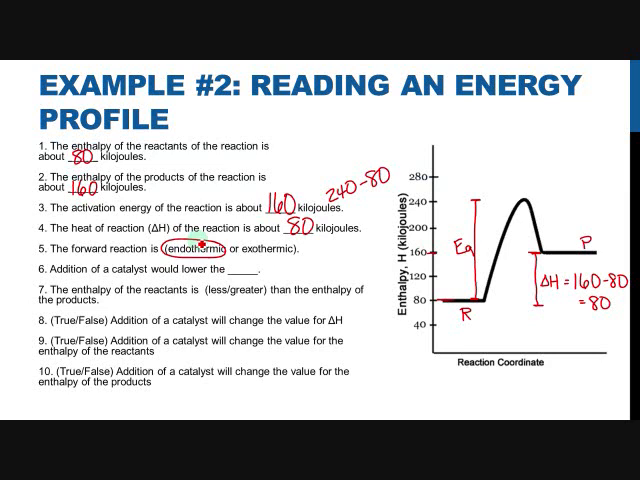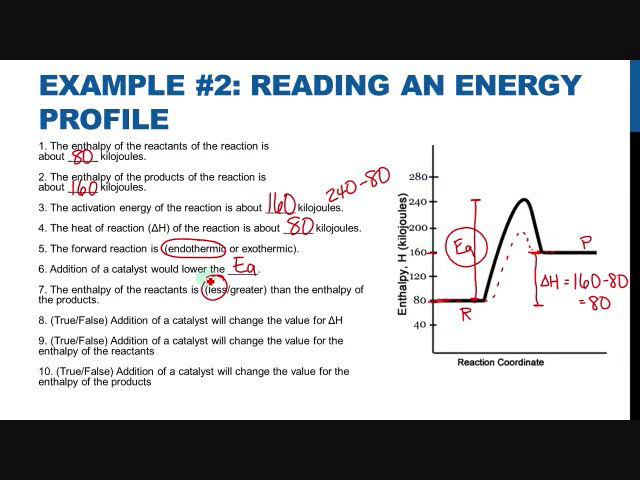The addition of a catalyst would lower which part? Remember, it does not change the reactants or products. What happens when you add a catalyst is it lowers the peak. So that would change the activation energy. So it would lower, I'm just going to say EA for activation energy. So the enthalpy of the reactants is less or greater than the enthalpy of the products. Well, the enthalpy is just the energy height, and the reactants is less than that of the products, so it will be less. That also fits in with the whole endothermic versus exothermic reading of the graph.